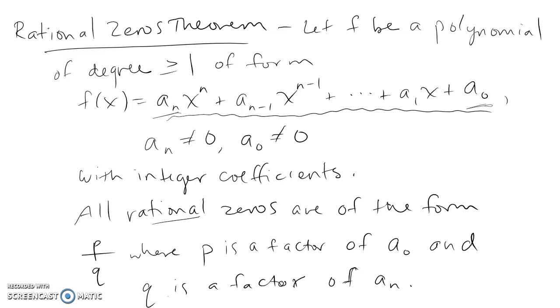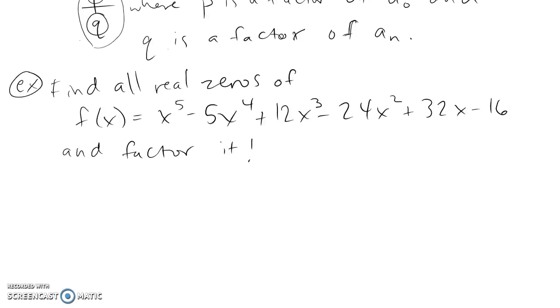So we're saying that all these a sub n, a sub n minus 1, a sub 1, a sub 0 are all integers. The theorem then tells us that all rational zeros, remember, numbers that can be written as fractions, are of the form p over q, where p is a factor of a sub 0 and q is a factor of a sub n. So we get factors of the constant term on the top, and factors of the leading coefficient on the bottom. All right, let's put it into action.